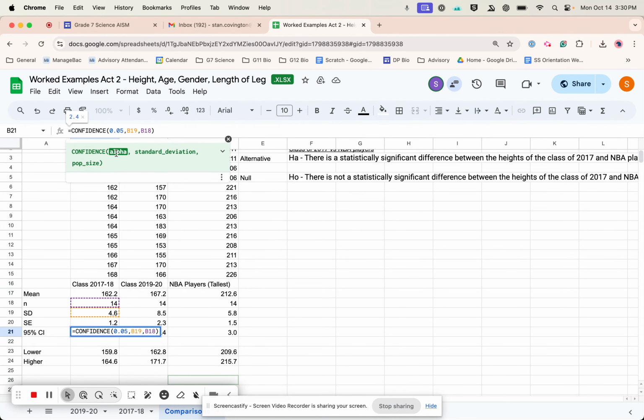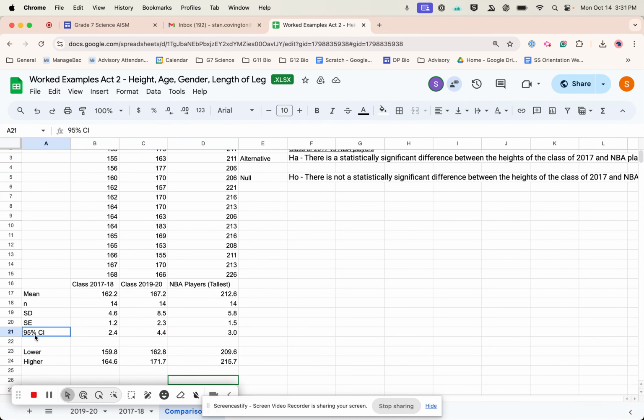Your alpha value for biology is always 0.05. And then your standard deviation, which remember we calculated right here. So I just said go to B19 for that. And the population size is N here, which is 14. So I just typed in B18 there. I do that and it gives me these numbers, okay?